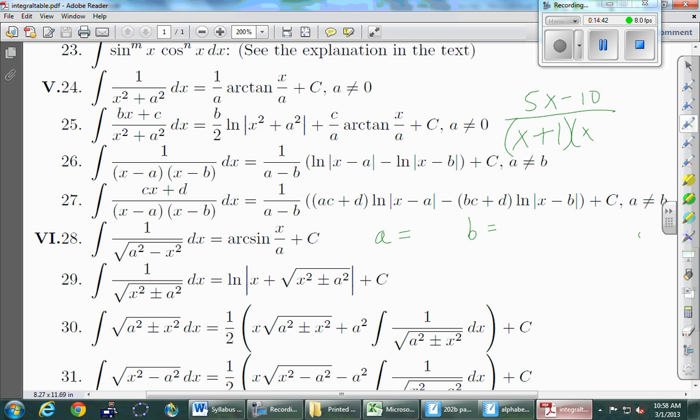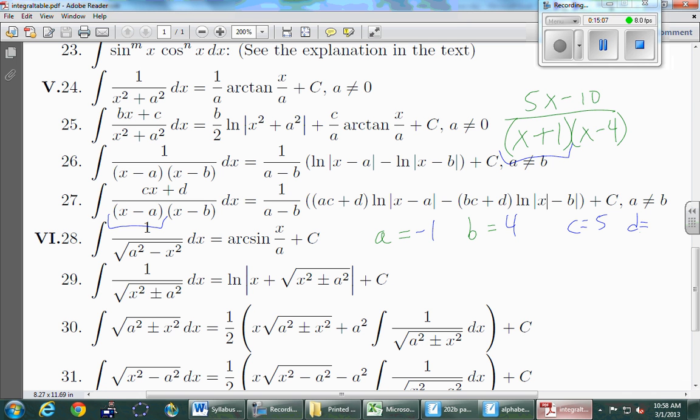Okay. Yeah, so that's what we have here. So a is equal to -1. Everybody see it? Because the formula here has x minus some number, x minus -1. How much is b? It's 4. C is next to x. It's 5. D is next, the constant term. Negative 10. Got to capture that negative. A and B could be swapped, yeah.